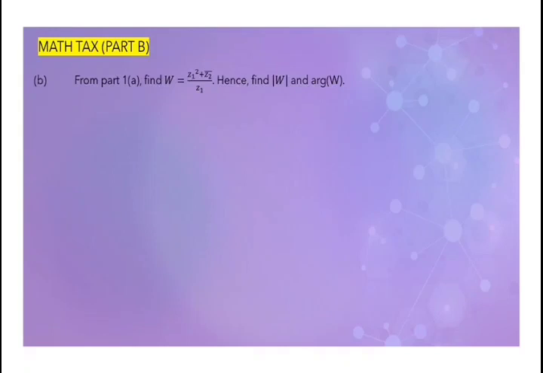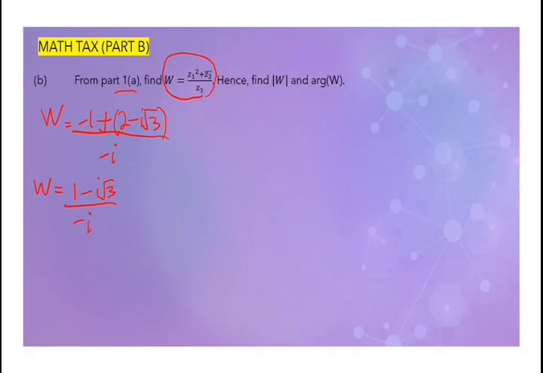Number 1, part b. From part a, find w is equal to z1 squared plus z2 bar over z1. So we already know z1 squared is equal to negative 1. And z2 bar from part a is equal to 2 minus i√3, over z1. So z1 is equal to negative i. We simplify the numerator part, we get 1 minus i√3 over negative i.